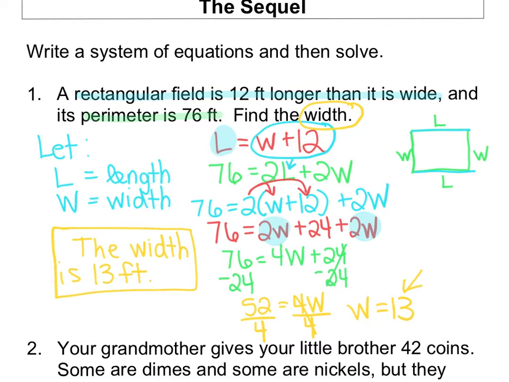Again, if you wanted to make sure that it was reasonable and that it did give you a perimeter of 76, you could, of course, plug 13 back in and see that each length would be 25, and you'd have 25 plus 25, 13 plus 13, so you'd have 50 plus 26, which gives us our 76. But it is not necessary in this problem to solve for the length.